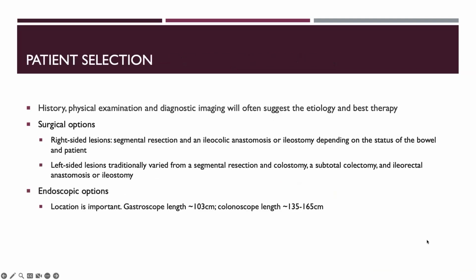So the patient selection becomes very important, whether we say this patient has a stricture, we think it's acute, or we think it's benign, or we think it's malignant, which ones need to go to surgery and which one needs to go to endoscopy. So this is where history, physical examination, and the CT imaging typically becomes so important, whether we suggest the etiology and the best therapy for these strictures.